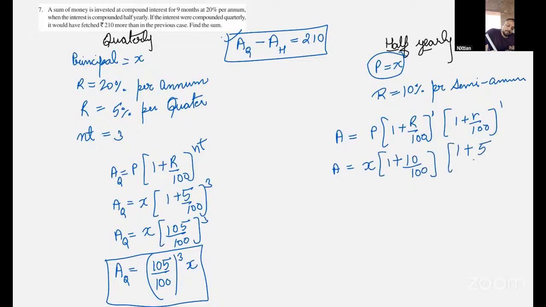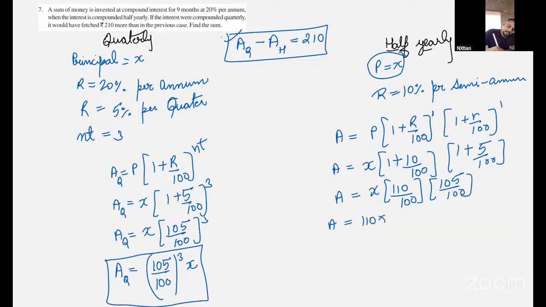upon 100. So it will become amount is equal to X, sorry, X into 110 upon 100 and 105 upon 100. So amount is equal to 110 into 105 X upon 100 square. So this is the amount half yearly. I'm not solving after that.